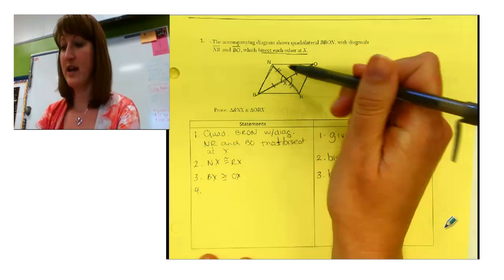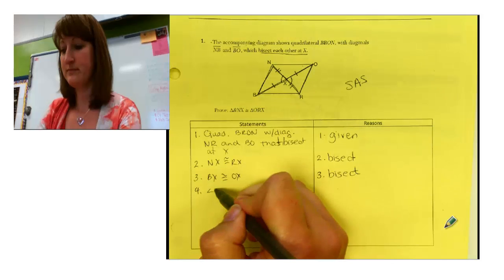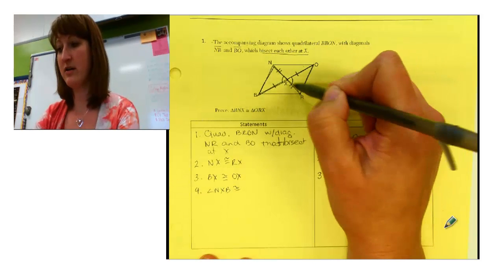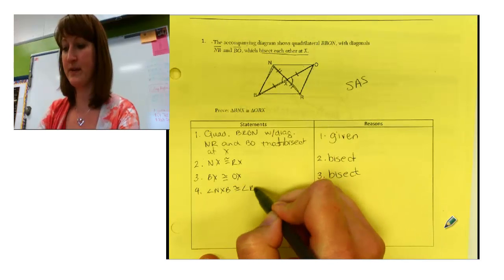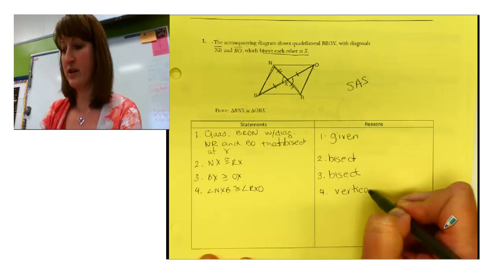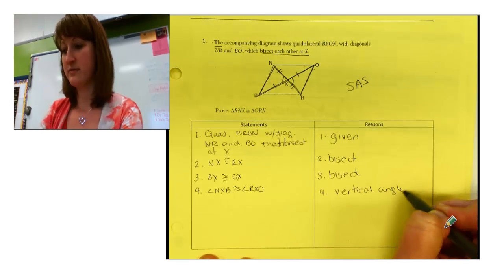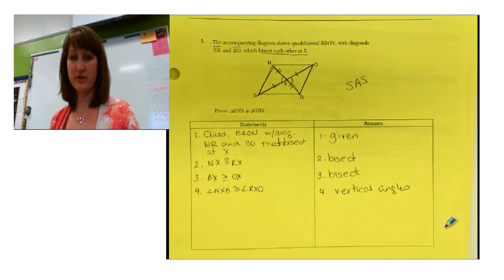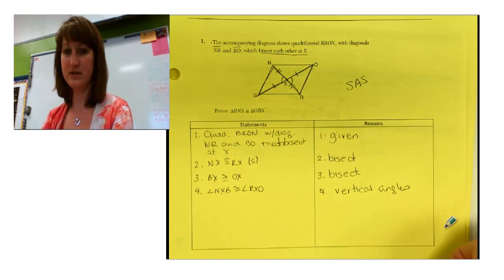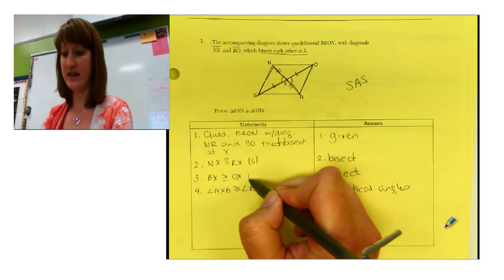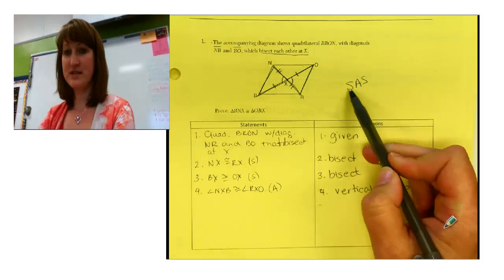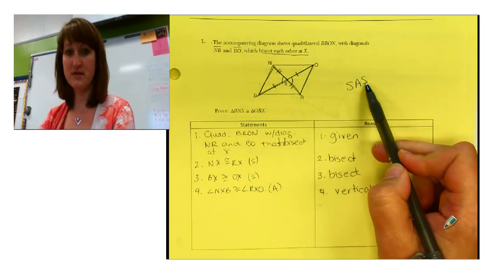Then we have our angles. Angle NXB is congruent to angle RXO, and our reason for that is that they are vertical angles. So at this point, if I look through my proof, right here I have a pair of sides congruent, right here I have a pair of sides congruent, and here I have a pair of angles. So if I'm trying to use side, angle, side, I have my 3 pieces in my proof.